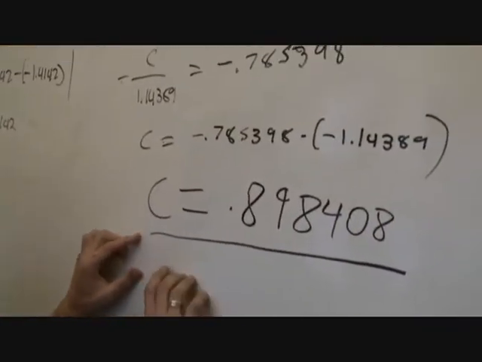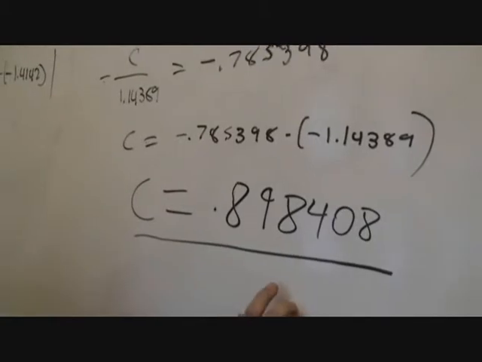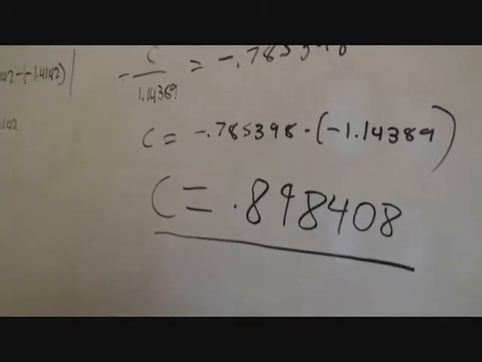Okay, so C, we crunched it on the calculator. Our final answer is 0.898408, and that will be the phase shift.